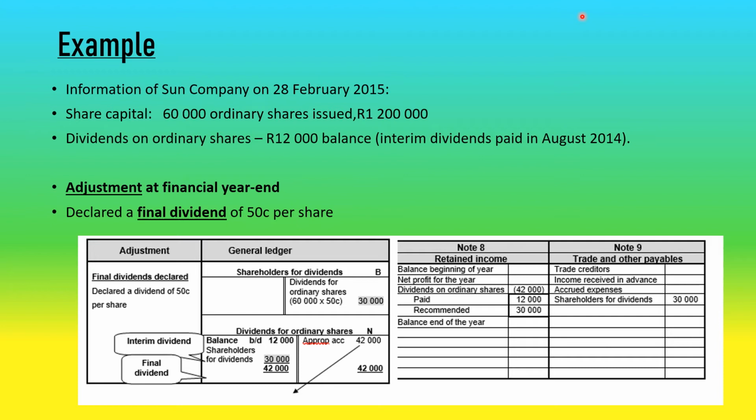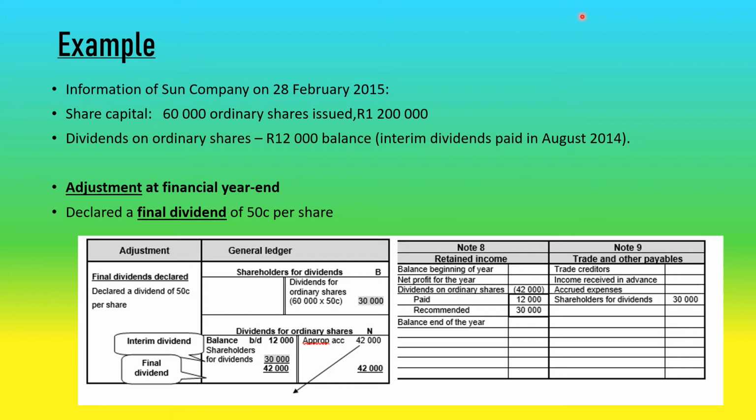I'm going to repeat this. So your first journal entry would be debit dividend for ordinary shareholders when you declare the dividend and credit shareholders for dividend. When you pay the dividend, you would debit shareholders for dividend and credit bank.